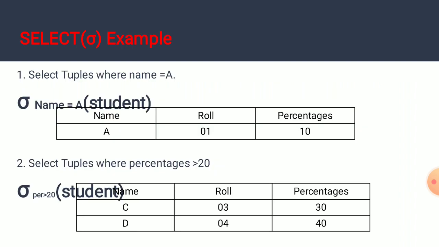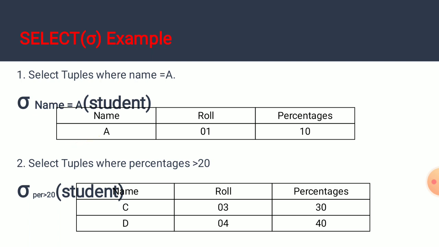If we want to select tuples where name equals a, the select query is sigma, attribute name equals a, from relation student. If we use this query, our result can be achieved. The output has three attributes: name, roll number, percentage, and the tuple which matches the condition where name equals a is given as output.